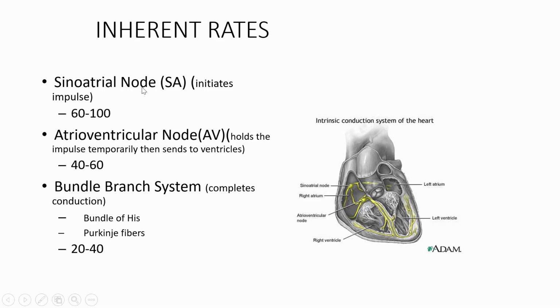As I told you, your SA node is your dominant pacemaker, but the neat thing about our heart is we have backups. So if, for whatever reason, your SA node doesn't work, then you have an AV node that can take over, or you even have the bundle branch system. But what you have to look at is when it's not originating in the SA node, look at what your rate will be right here. Okay, 60 to 40. If it's 60, your person probably is not having any type of signs of cardiac compromise, but realize as the rate drops, your person's signs and symptoms of cardiac compromise become higher. So just be aware of that.